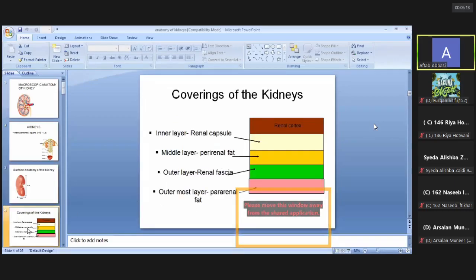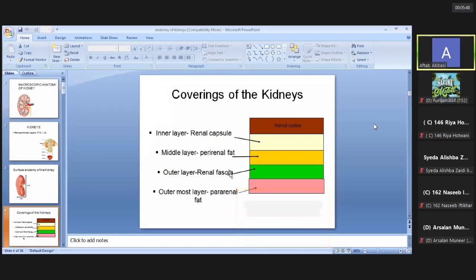Related to the coverings or protections of the kidneys, there are 4 coverings. From inside to outside, the innermost layer is formed by the fibrous capsule known as the renal capsule, that is towards the renal cortex, the outer part of the kidney. The renal cortex is covered by a layer of fibrous capsule known as the renal capsule, the innermost layer.